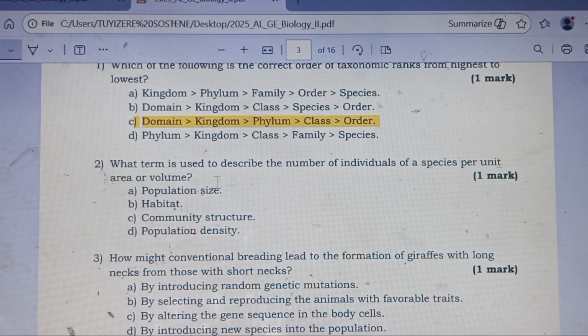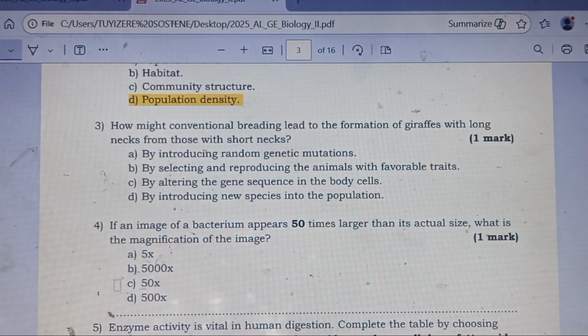What term is used to describe the number of individuals of a species per unit area or volume? A. Population size. B. Habitat. C. Community structure. D. Population density. The correct answer for question number 2 is D, population density. Question number 3.